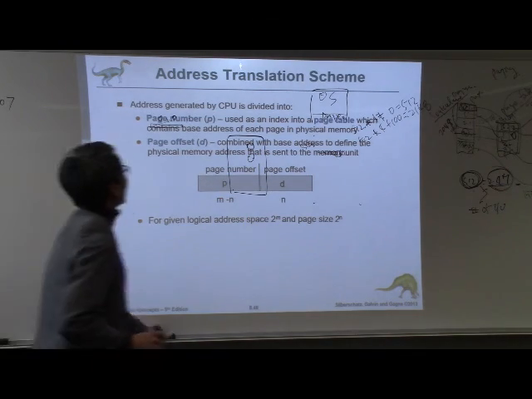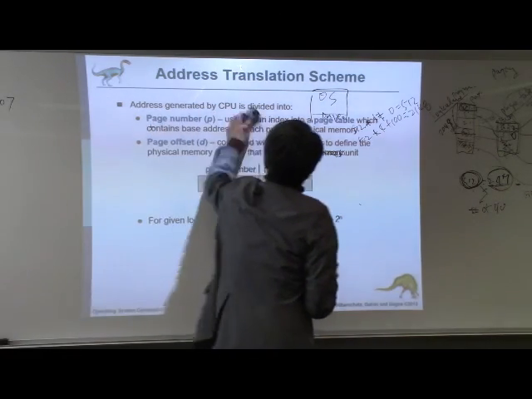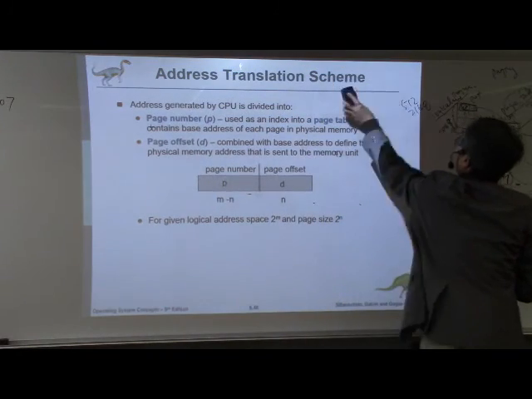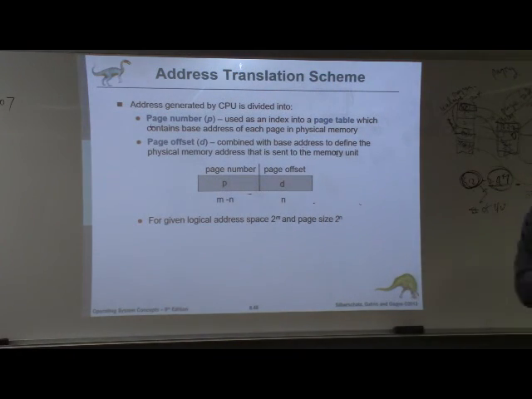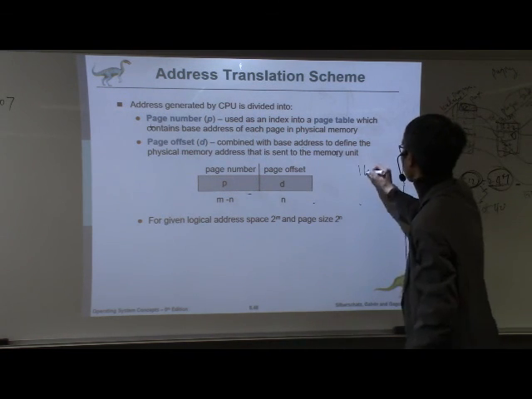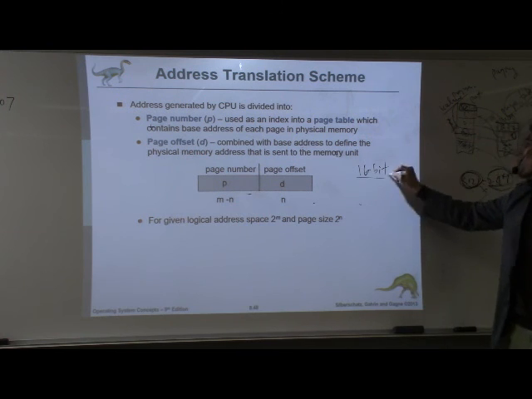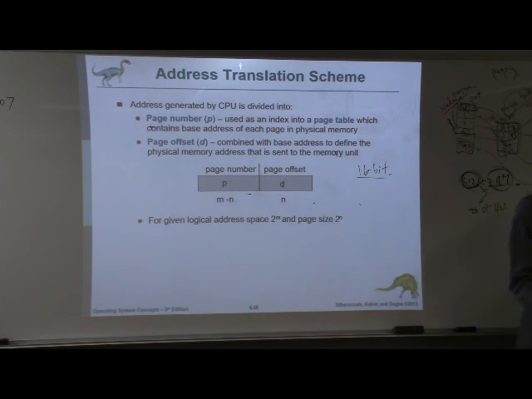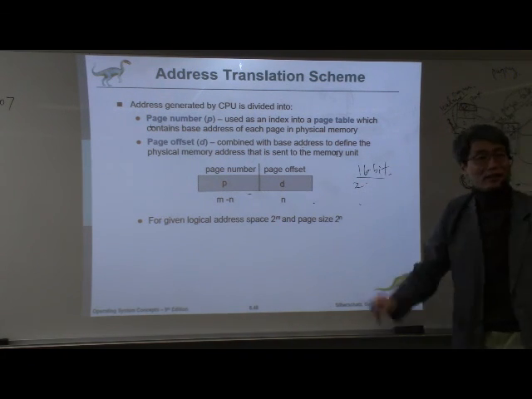So there is an address format. What information do you need? Page number and page offset. So if you are using a 16-bit processor, which means it's a 16-bit address, what is the biggest size of the memory address? 2 to the power of 16.